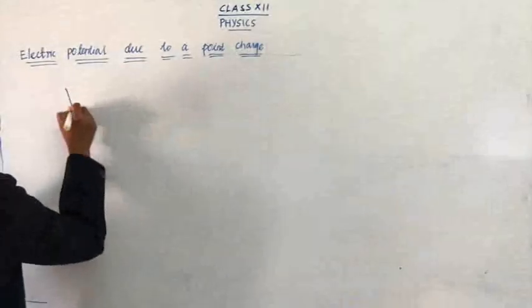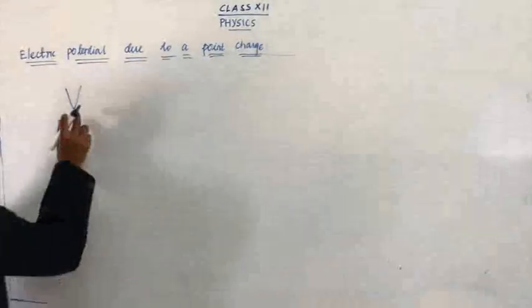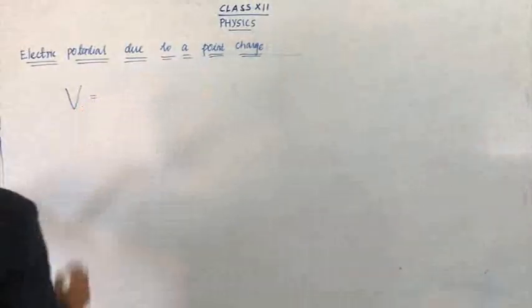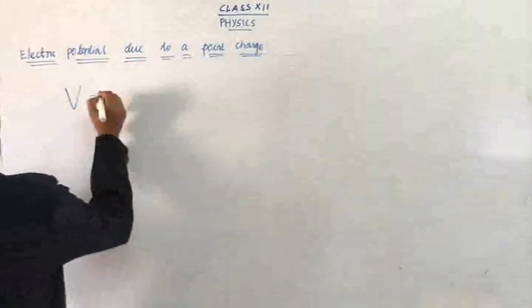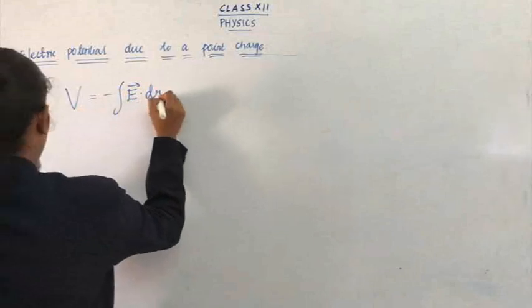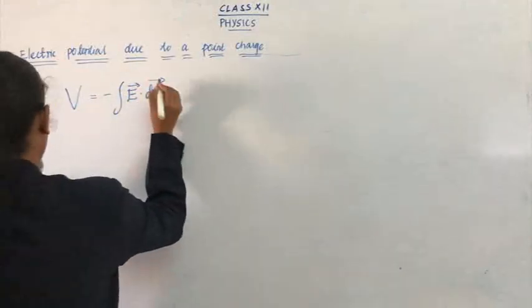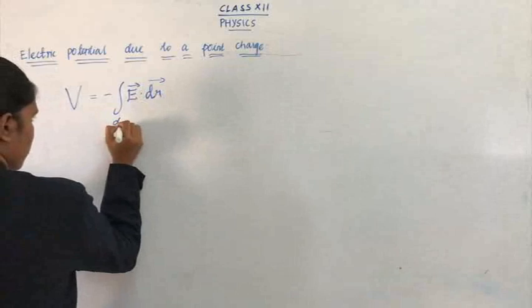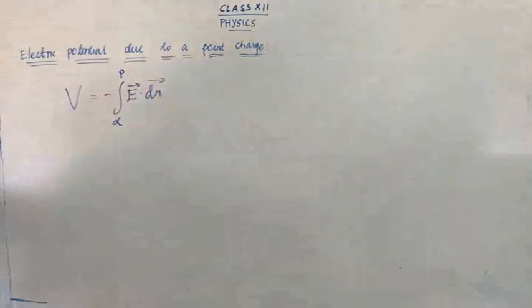Now, what is the formula? Electric potential is denoted as V. V equal to minus E dr, minus E vector into dr. This is also in vector form. This is infinity to a point P. This is the formula for electric potential.